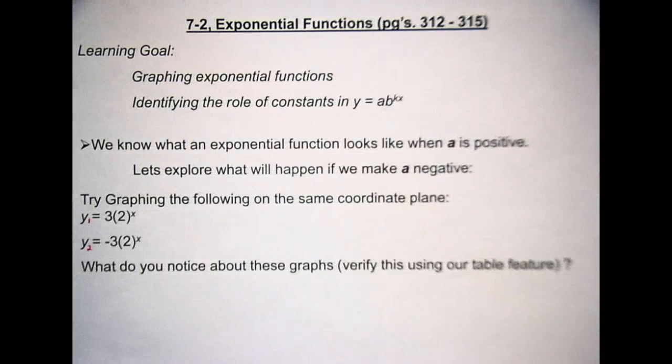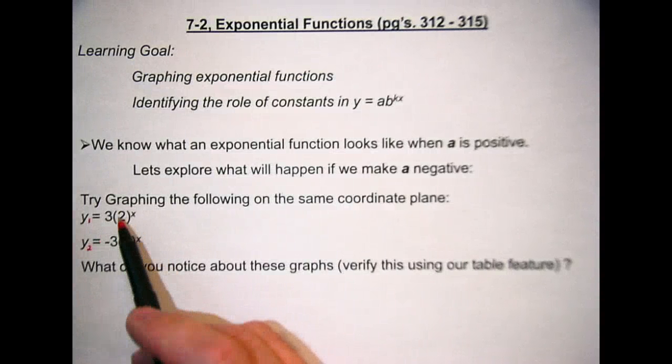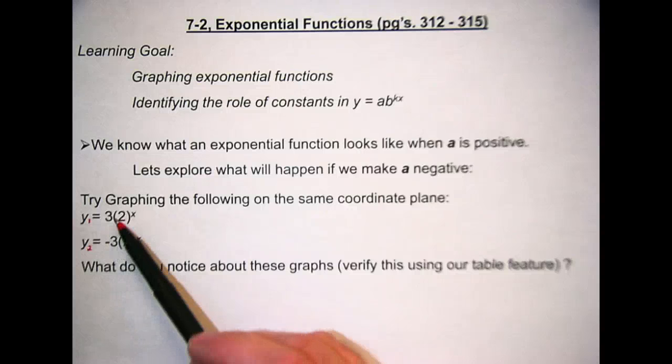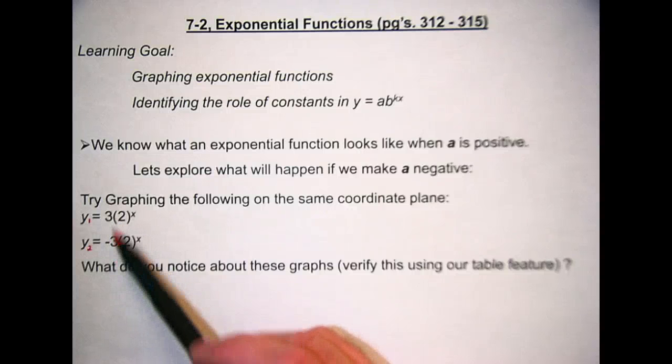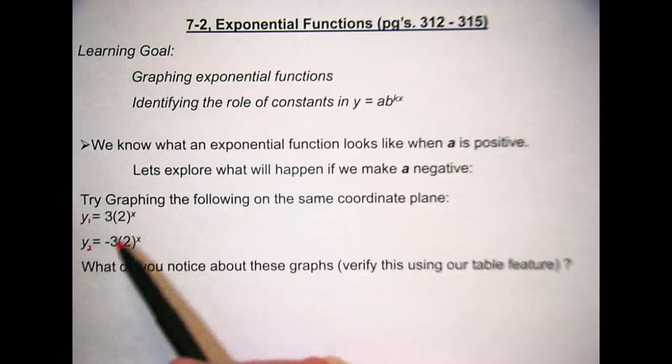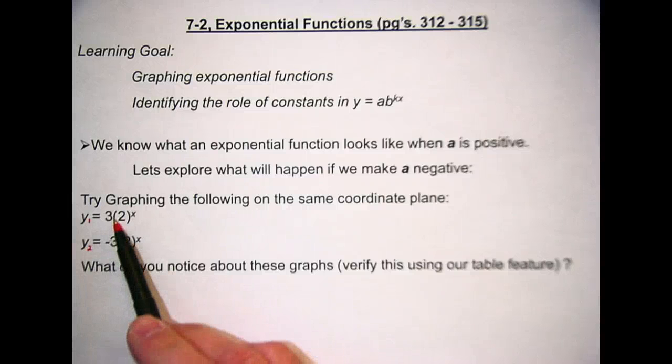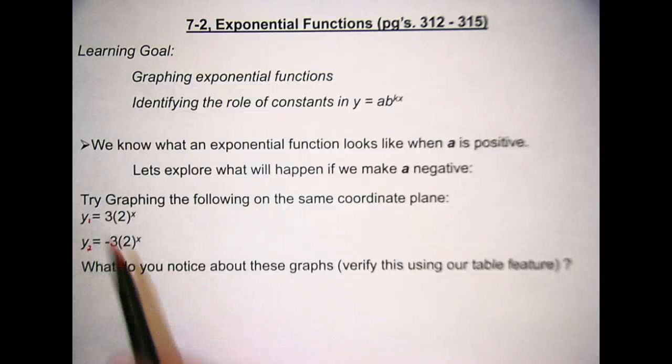What happens? Parker. It's mirrored over the x-axis. Good, it's mirrored over the x-axis. So it's a reflection. When a is negative, our graph reflects. It's the corresponding positive value over the x-axis. So this y sub 2 is a reflection of y sub 1.